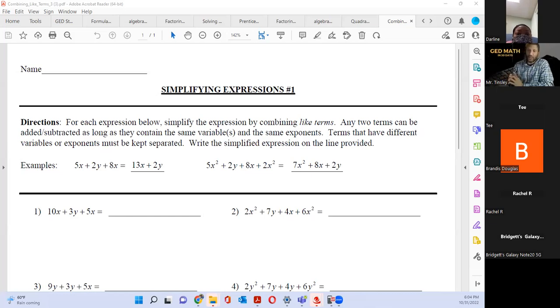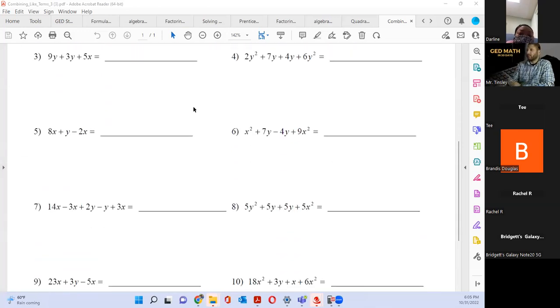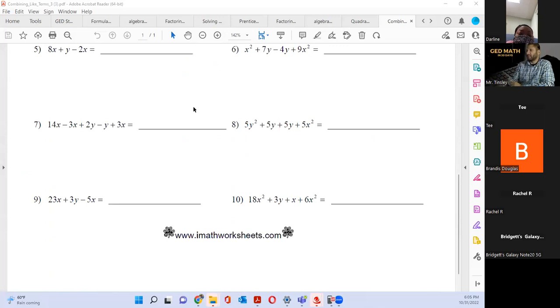So the first thing somebody asked about this evening was combining like terms. I have a nice little sheet on the screen. Let's go to a more difficult one. Let's look at number 10.